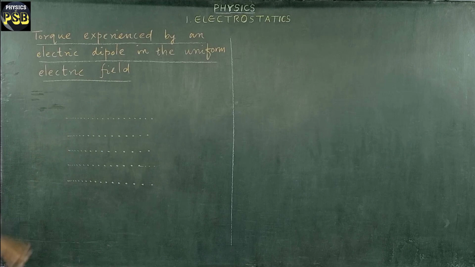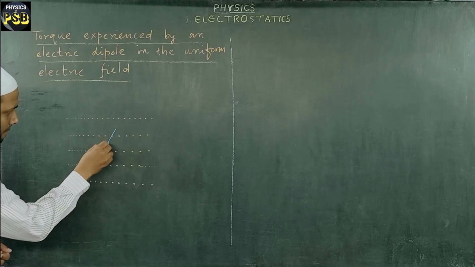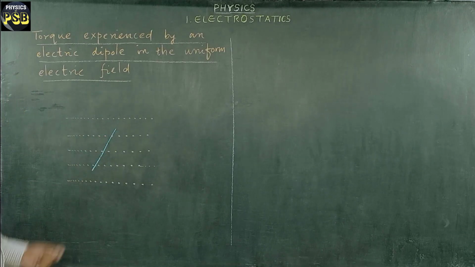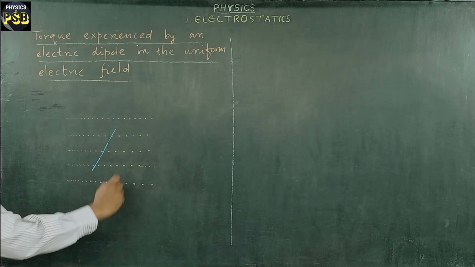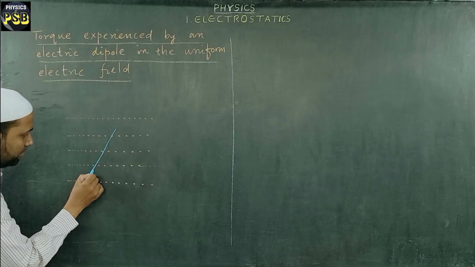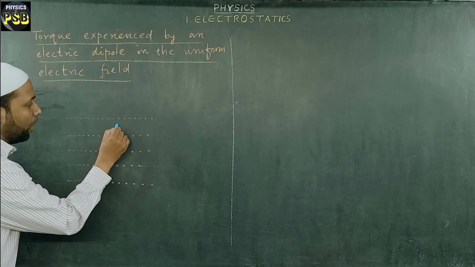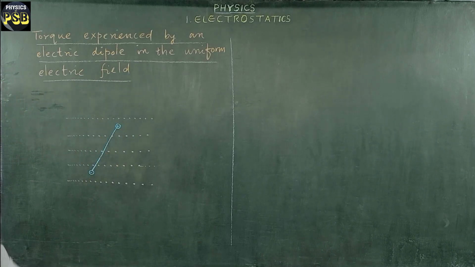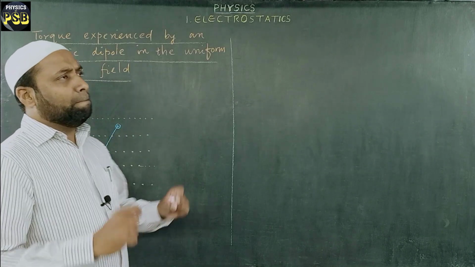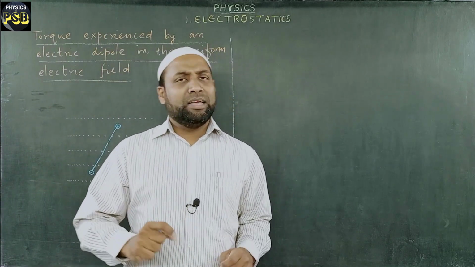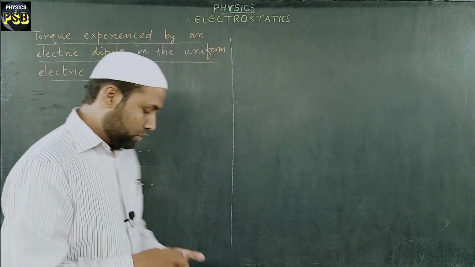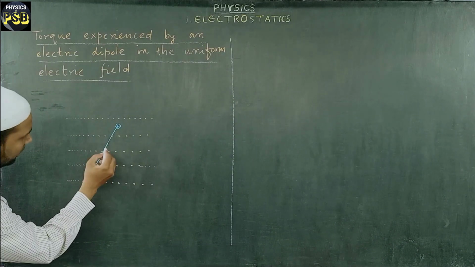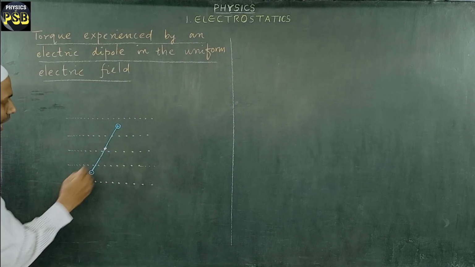I consider this one as a uniform electric field. In this, I place a dipole. We know an electric dipole is made of two equal and opposite charges separated by a small distance. The distance between the two opposite charges is usually taken as 2a. Here, I take the midpoint of this electric dipole as O.